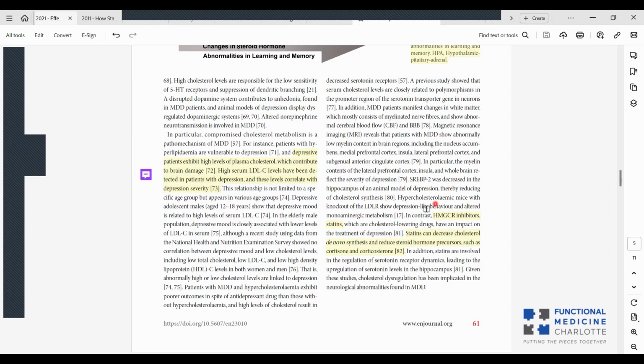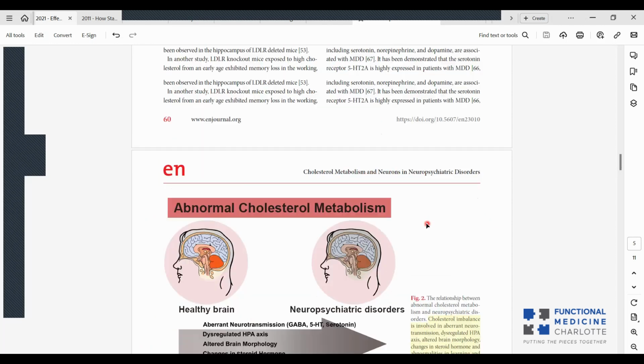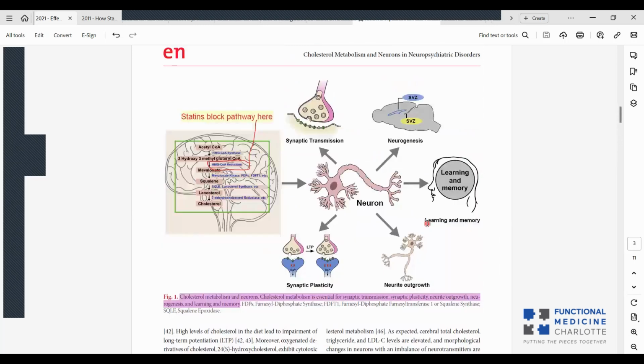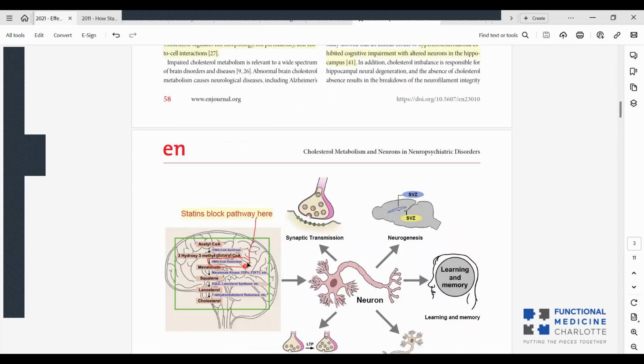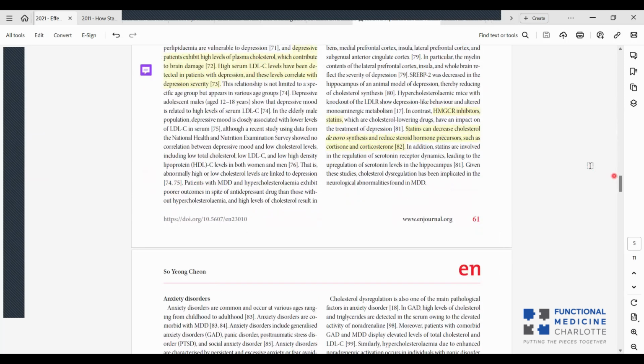Statin drugs are HMG-CoA reductase inhibitors, like I showed you. Remember, they block this pathway right here, HMG-CoA reductase. Statins can decrease cholesterol de novo synthesis and reduce steroid hormone precursors such as cortisone and corticosterone. So again, statins can, yes, they can decrease cholesterol, but is that even the right goal?